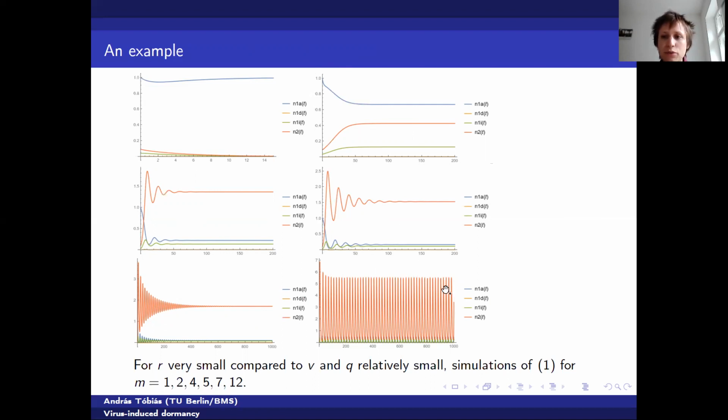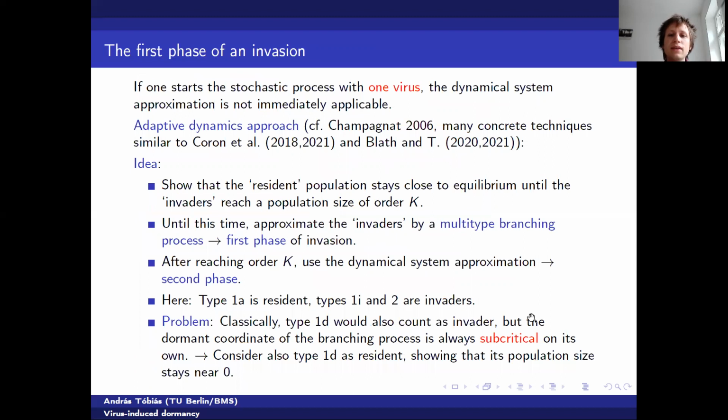And m equals 12 is already above the Hopf bifurcation point, and here we see that basically we have periodic limiting behavior with very, very high amplitudes. Now let's talk briefly about the first phase of an invasion.